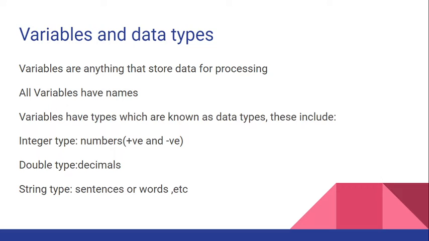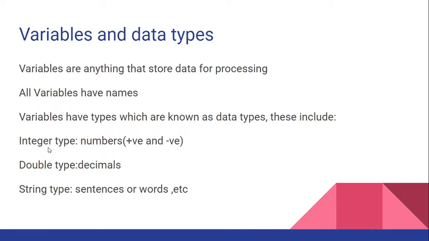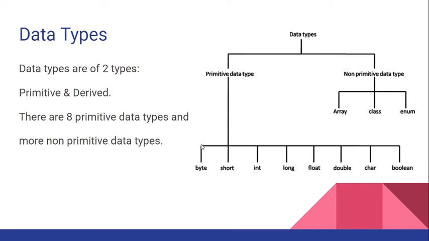Variables also have types, which are known as data types, because variables store data, so they have types. Some examples of data types are integers, double data types, string data types. String is sentences or any words, double is decimals, integer type is, as you all know, positive and negative numbers including 0. So let's move on to data types.